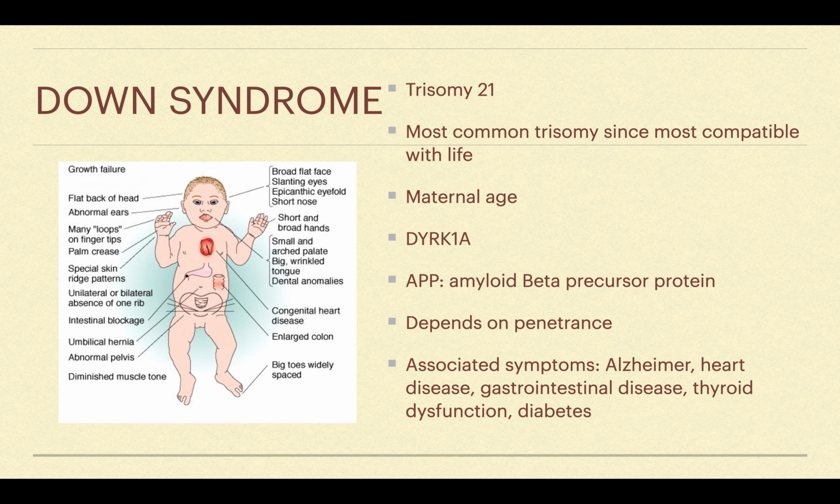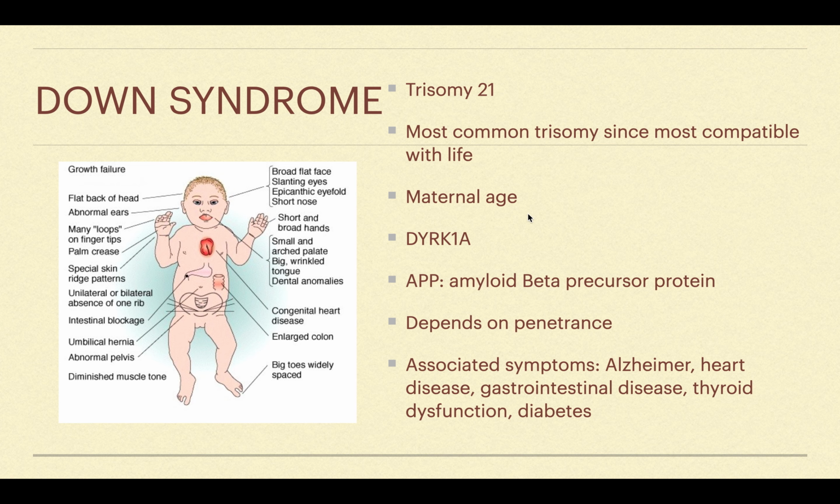Okay, here's the more interesting things. Down syndrome, of course. Trisomy 21 is the most common trisomy because it's the most compatible with life. It's the smallest chromosome, so a repeat of that chromosome is more compatible than the repeats of larger chromosomes. As the size of the chromosomes increases, the compatibility with life decreases.